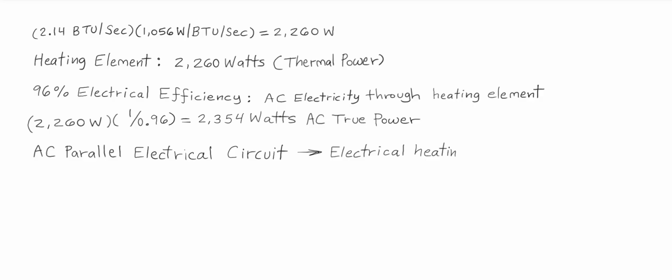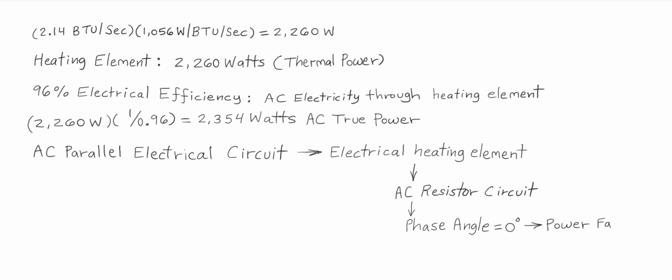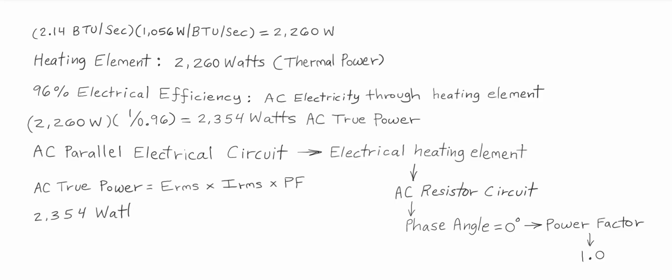So we know that AC parallel electrical circuits involved in electrical heating elements are AC resistor circuits rather than RLC circuits. So their phase angle is 0 degrees, so the power factor is 1.0. So we can take the AC true power equation, which is the effective or RMS voltage, E RMS, times the effective current, I RMS, then times the power factor. But because we have a power factor of 1.0, the equation then behaves like a DC circuit. It's just the voltage times the amperes.